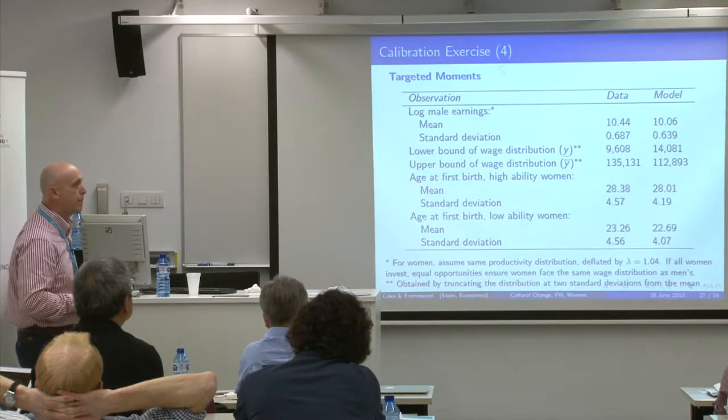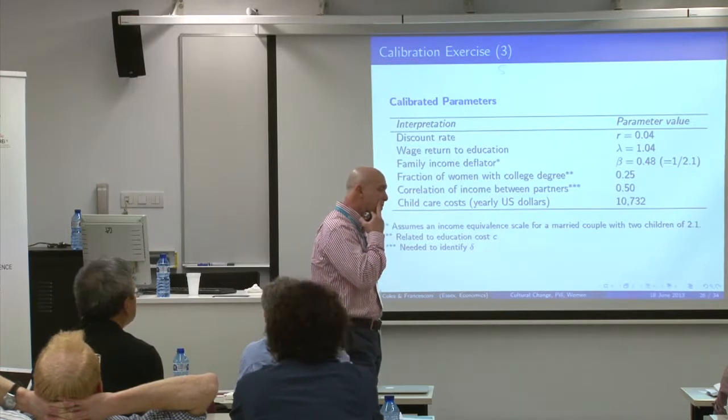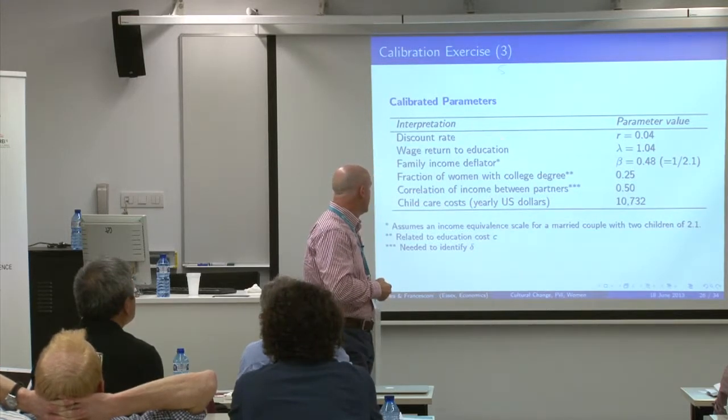So is 4% for education low because of the model? This value here?